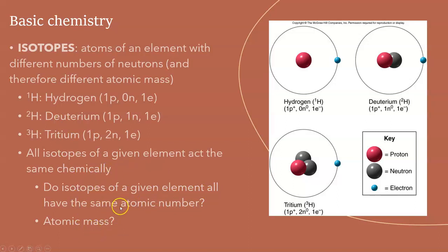mass. So do they have the same atomic number? Yes, they do, because they all have 1 proton. But they do not have the same atomic mass because obviously 1 plus 0, 1 plus 1, and 1 plus 2 are different answers. Here's what that looks like. Here's regular old hydrogen, here's deuterium, and here's tritium. All right?